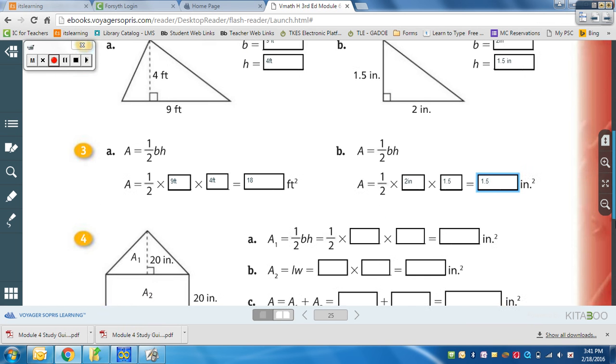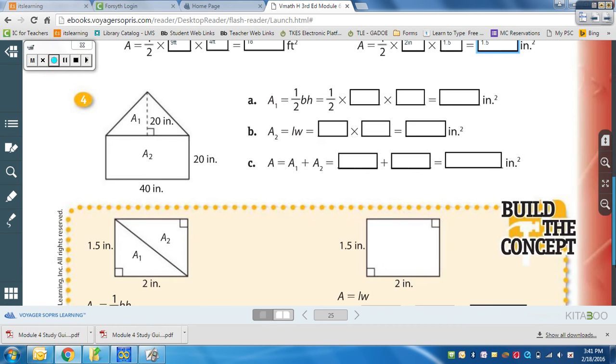Moving right along. Let's take a look at number 4. The figure in problem 4 is made up of a triangle and a rectangle that are joined, so it's considered a compound figure. They're both joined. So the formulas for the area of a triangle and the area of a rectangle can be used to find the area of this figure. So we're going to split this figure into two shapes that we know. We're going to split it into a triangle, which is going to be our A1, and a rectangle, which is going to be our A2.